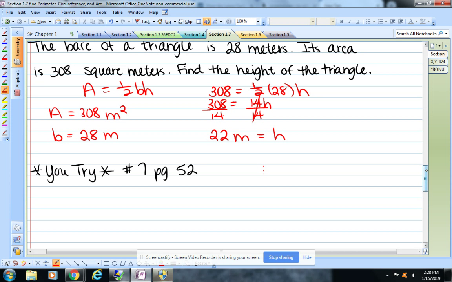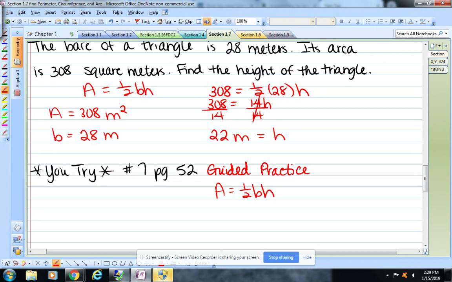Turn to page 52. We're looking at the guided practice number 7 in the middle of the page. Not number 7 at the bottom of the page. I'm talking about the number 7 guided practice in the middle of the page. Oh, this is basically the same thing, except you're finding the base this time. It says the area of a triangle is 64 square meters, and its height is 16 meters. Find the length of the base. So we're going to use the area formula for the triangle. Now, what is the formula for the area of a triangle? Area equals 1/2 base times height.